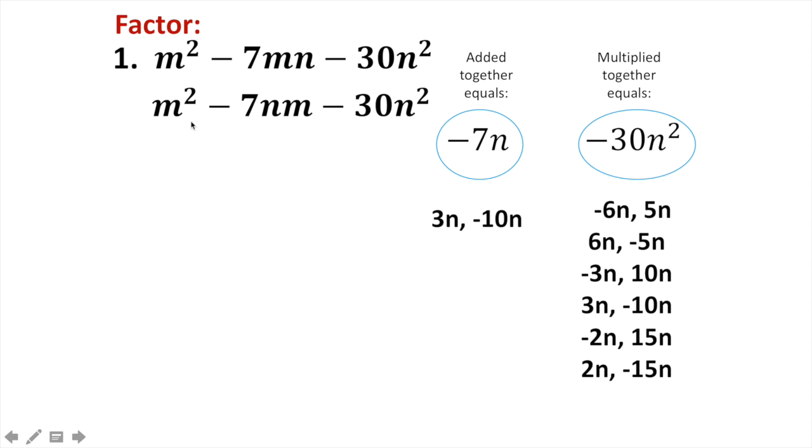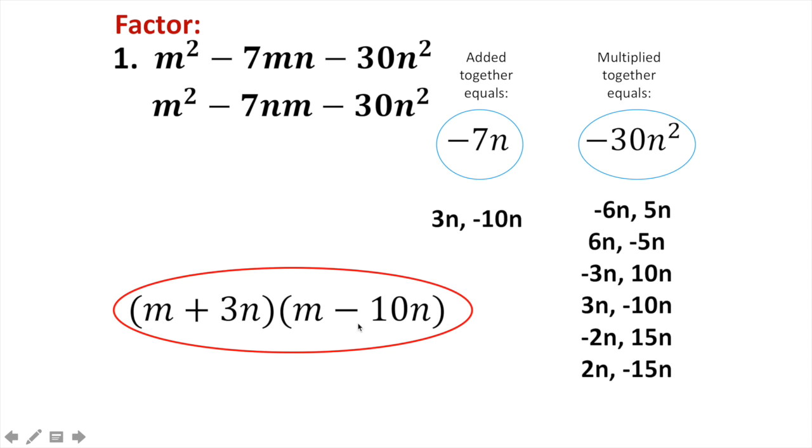So now what we're going to do is bring in, we know it's going to be m in the first one. And this one is 3n. We'll write that right here, positive 3n, and then negative 10n. Positive 3n, negative 10n, and that's it. So we're going to treat them the same. You write down two components that multiply together to give you negative 30n, but add together to give you negative 7n, and that was 3n and negative 10n. Then I just fill those in just like I did with normal factoring.